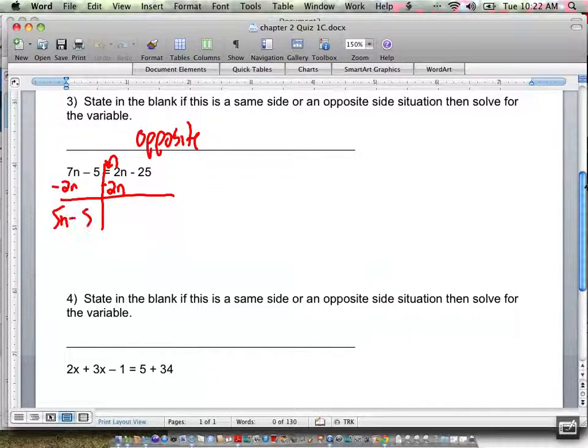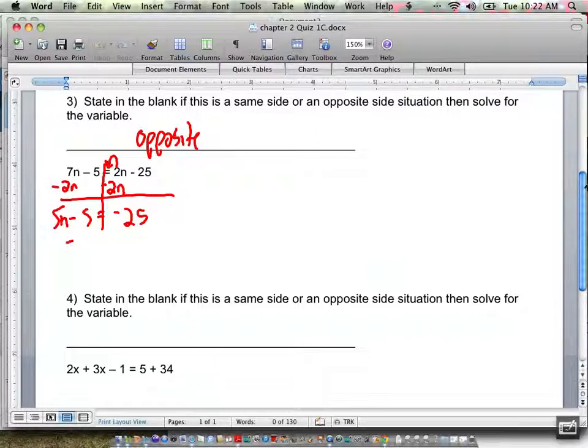5n minus 5 equals danger, danger, danger. What's the dangerous thing right now? What's the dangerous thing, guys? Come on, what kind of 25 is this? Negative. So you have to put negative 25 here. I believe 2 or 3 of you put positive 25, and that led to issues.